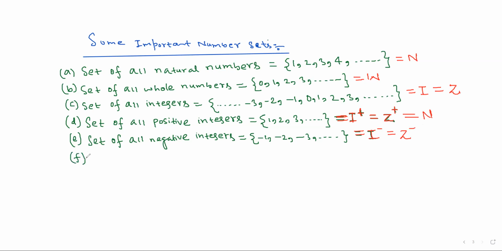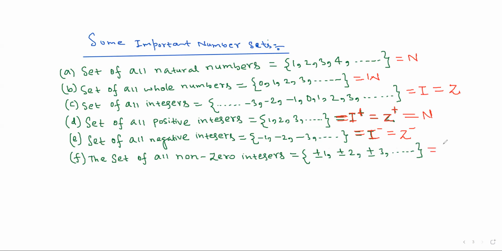Next one is the set of all non-zero integers. But non-zero means what? That is a very familiar word, but I think you forgot. Non-zero means that zero is not present in the set. Means plus minus 1. One thing is clear: an integer is what? Positive and negative numbers. But here, non-zero integers means zero is not included. So plus minus 1, plus minus 2, plus minus 3, and so on. So non-zero integers are represented by I naught, or Z naught.